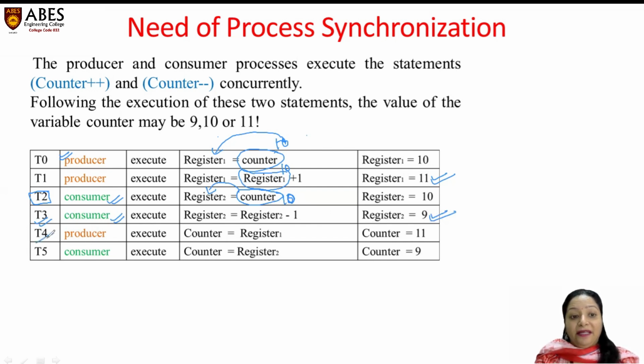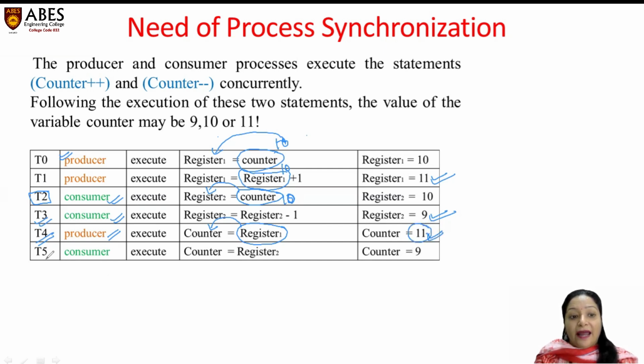Now, at time T4, let us say that the producer takes the hold and it executes the instruction. Now, what will it do? It will place the register 1 value into the counter variable which is placed in the memory, which is a shared variable, and both the processes want to update this counter value concurrently. That means at the same time they want to update this variable. So say for example, the producer first gets the hold of this counter variable and it executes its instructions. And what will be the final value of counter? 11. This final value is generated by the producer.